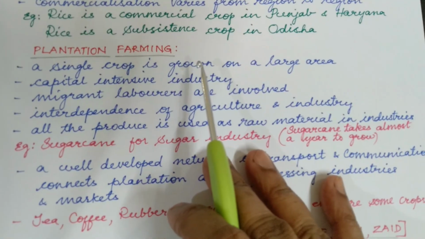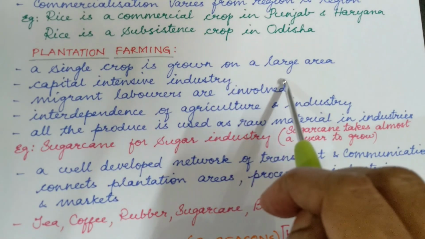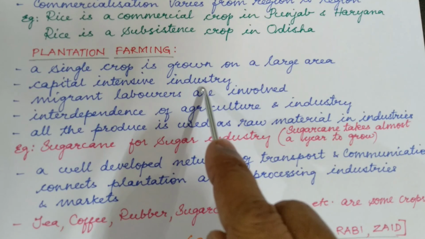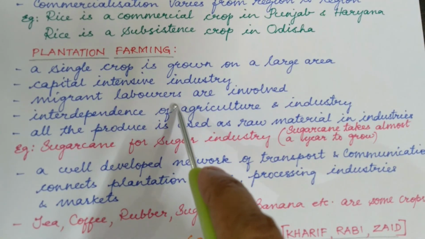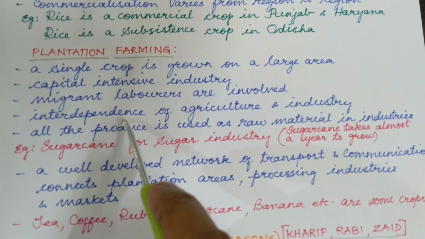Now, what is this plantation farming? There is a single crop in a large area, and this is a capital intensive industry. That means it involves lots of money. And there are migrant laborers who work in this farm. That is, laborers move from one region to the other.